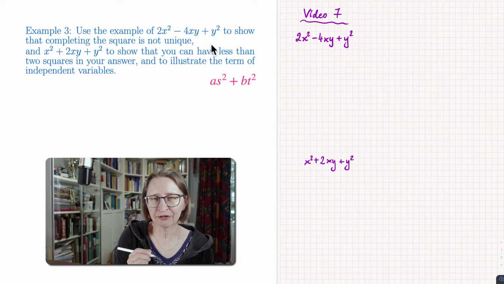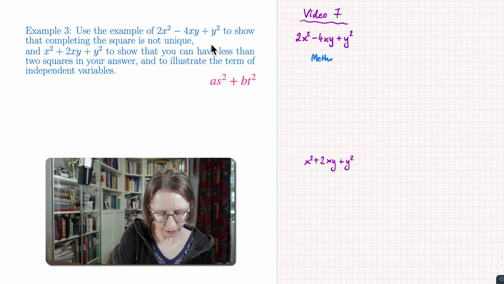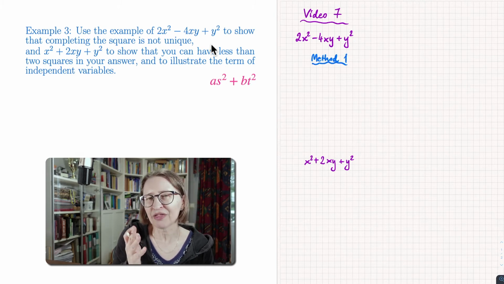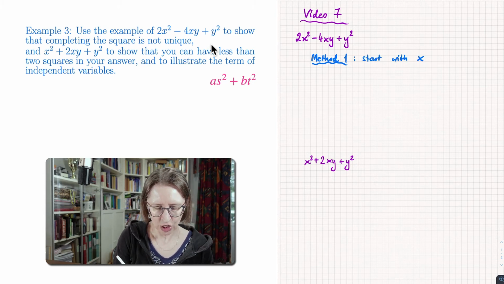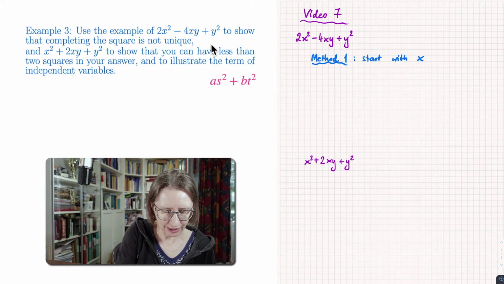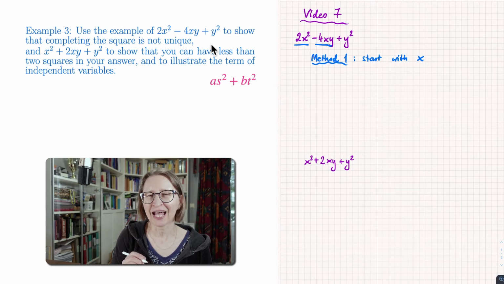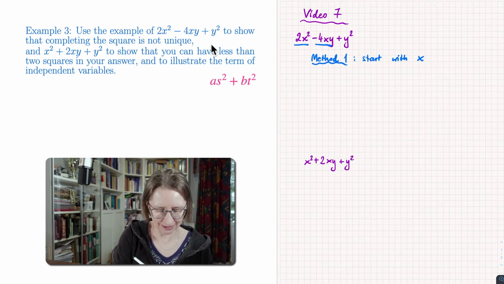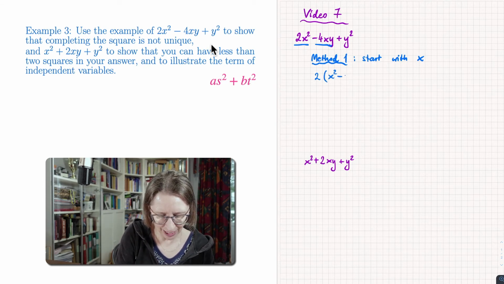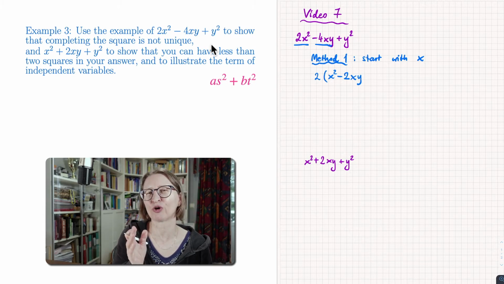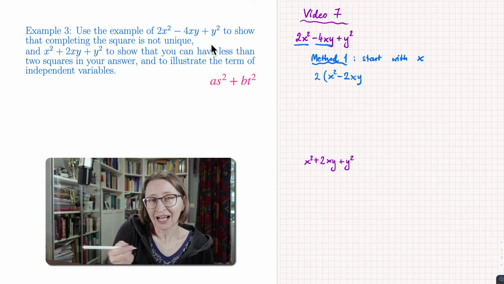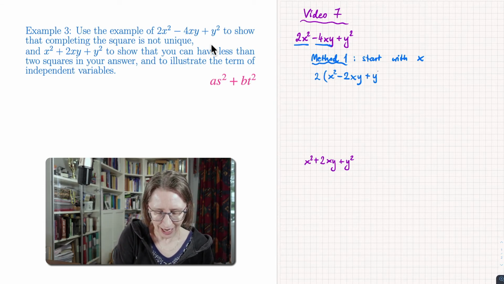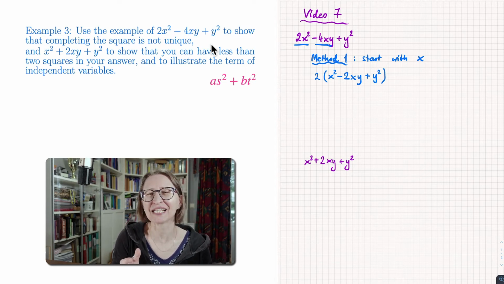So first method, method one, start with x. So here I look at the x variable, and where do I have it? Here and here. And I see that I have a coefficient 2 at x squared, so I can factor out this coefficient, and then I get x squared minus twice xy, right? Because 4 is also factored as 2 times minus 2. And I see that, well, I know what to do, right? If I add y squared, then I have a complete square.